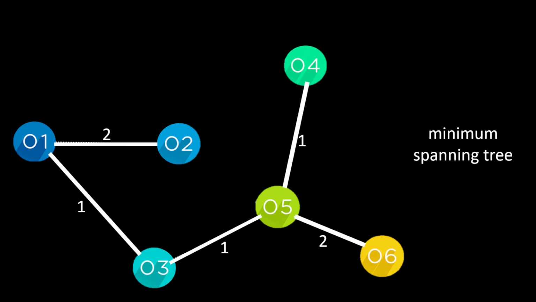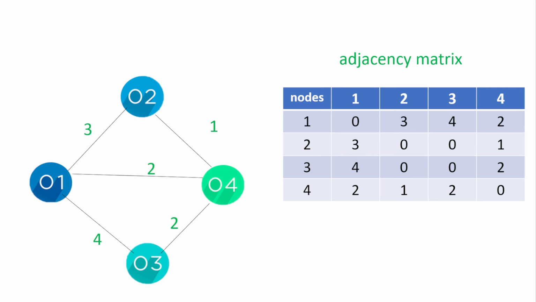Let's have a look at the code. So we've used the adjacency matrix in previous videos, and here's just a reminder. Essentially we just have the nodes and then we use a table with the values, the costs of each node. So in this example you can see node 1, we can go to node 2 for a cost of 3, to node 3 with a cost of 4, and node 4 for a cost of 2. You can put that in the adjacency matrix.